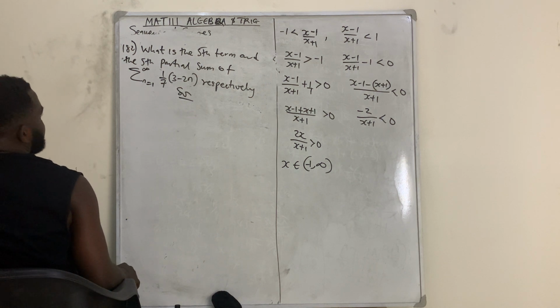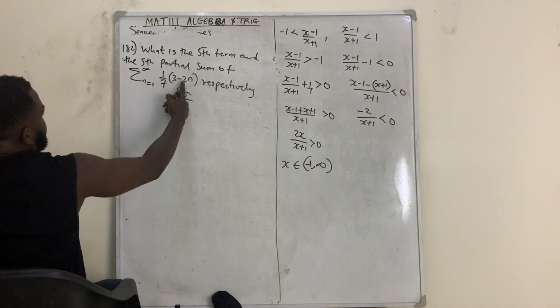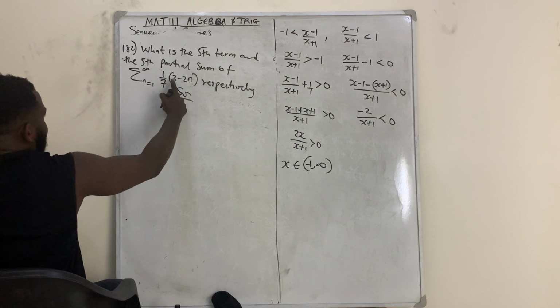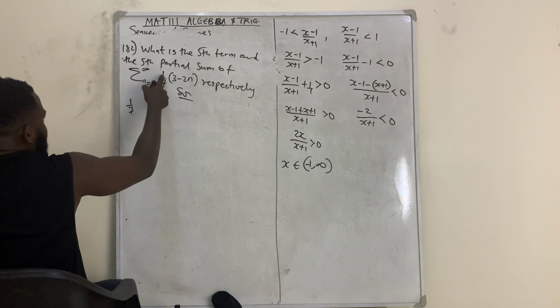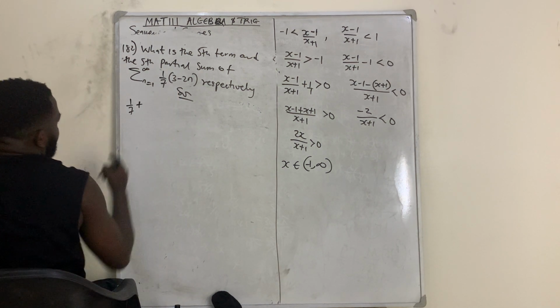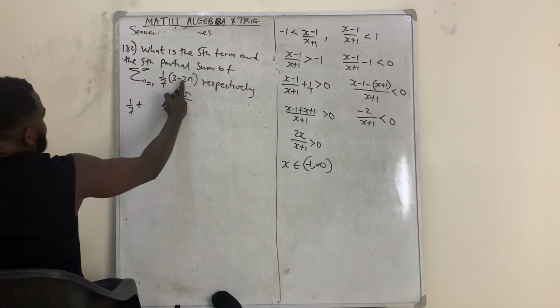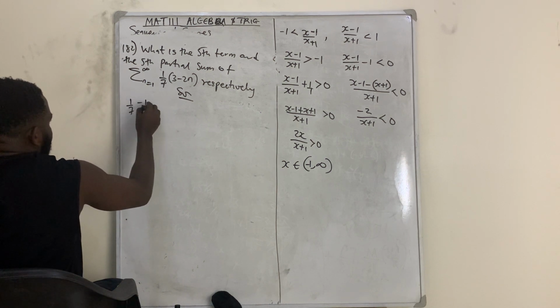Solution. If you come to this place, let's get all the terms. When n is 1, because it started from 1, 2 times 1 is 2, and 3 minus 2 is 1. So the first term is simply 1 over 7. Plus, the second term is when n is 2. 2 times 2 is 4, 3 minus 4 is minus 1, so you get minus 1 over 7.